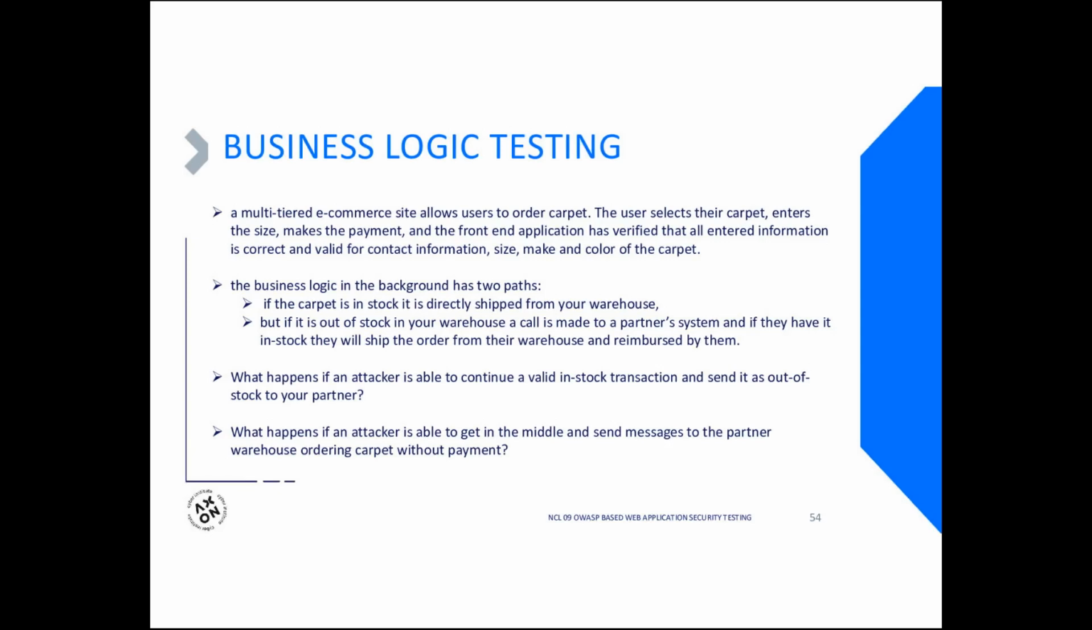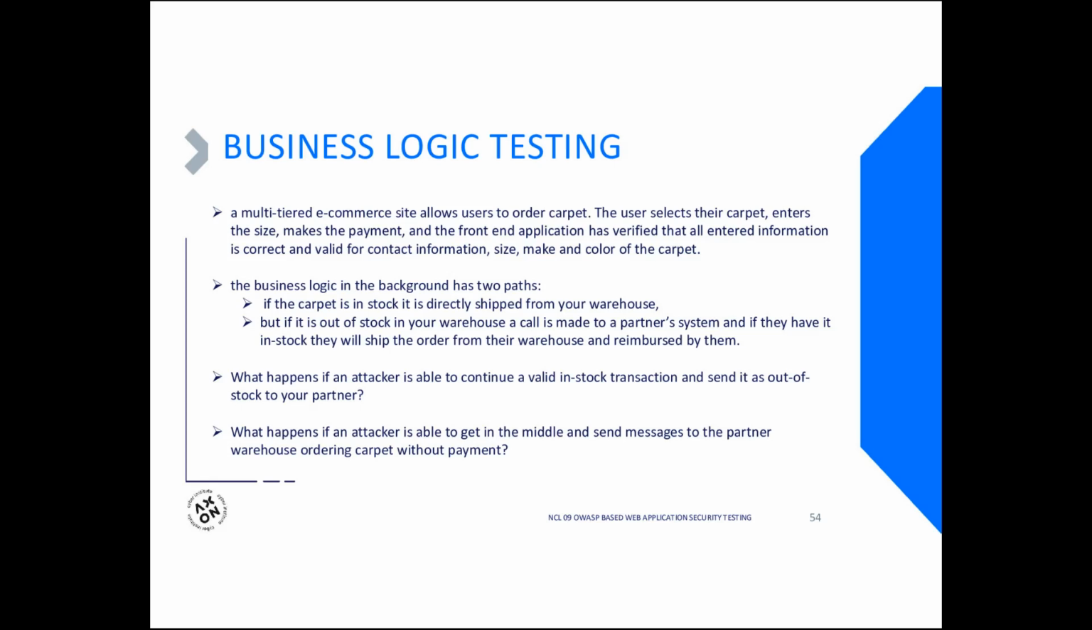Let's say there is an e-commerce website where users can order carpet, okay? And people can go online, select their carpet, they choose the size, they make the payment, and then everything is being verified by the front end, and everything is valid, and then the purchase order is being registered. Now, once the carpet is purchased or paid for, the system now has two paths. It checks if the carpet is in stock. If so, it will be shipped automatically from the original warehouse of the e-commerce website, from the original business warehouse. If it's not in stock, it's going to call a partner and then ship a similar carpet from the partner's warehouse.